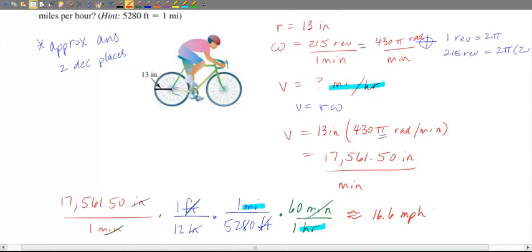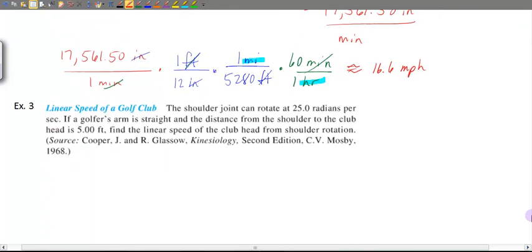Really the only thing about this particular problem is that when you're using angular speed, you want to make sure that you convert it into radians. We needed a rate, so it was radians per minute in this case. To do that, we basically just multiplied the revolutions by 2 pi. And then because this particular problem was conversions, we had to convert from inches per minute ultimately into miles per hour. All right, let's look at the next one.